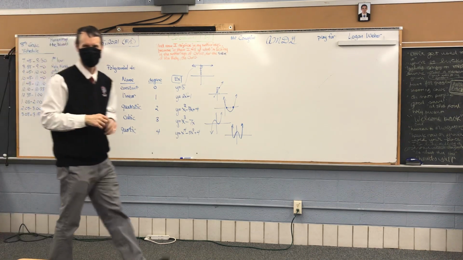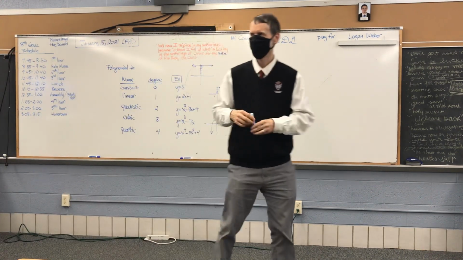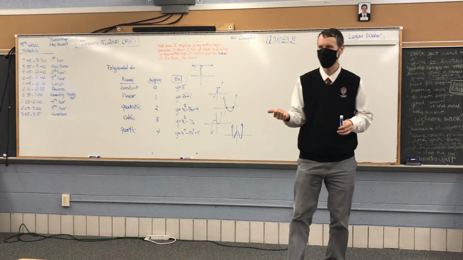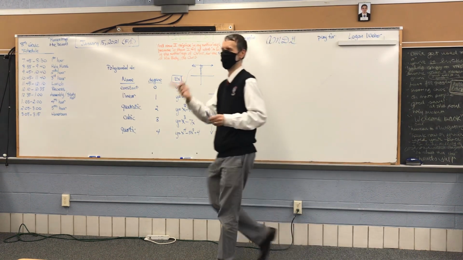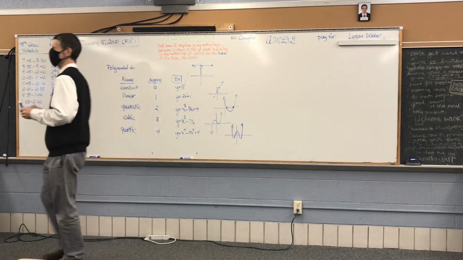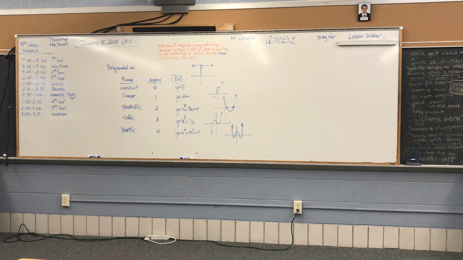That's not in the book. Then it goes hextic for degree 6. Remember, hexagon is 6-sided. Degree 7 is called septic, which has other implications.